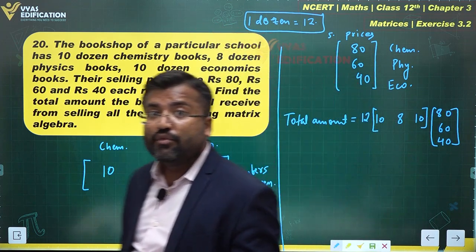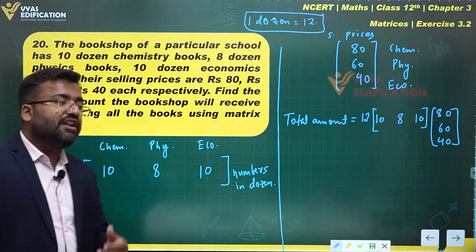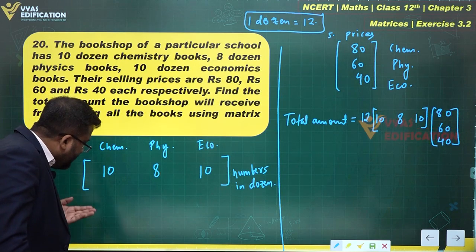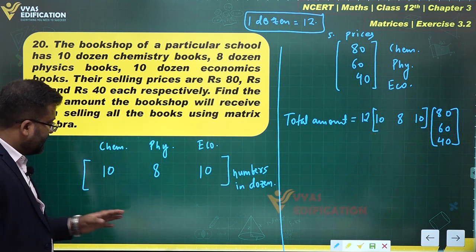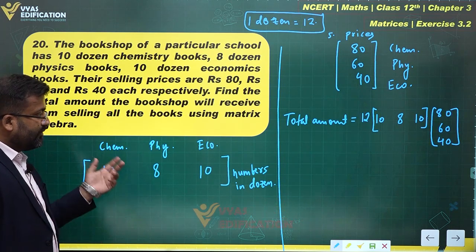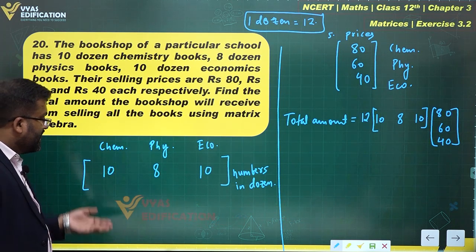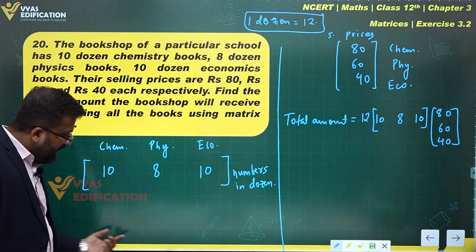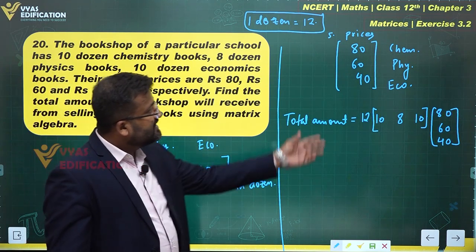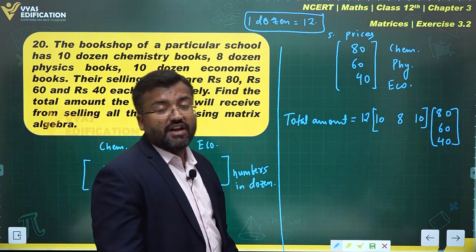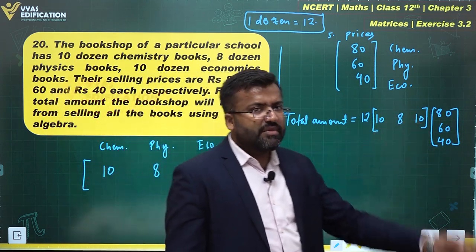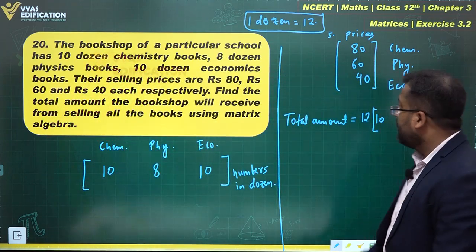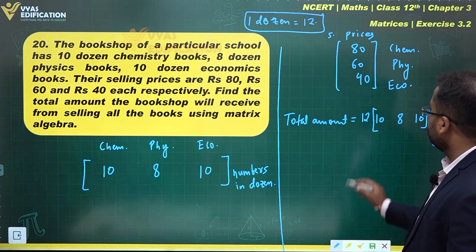Had there been another bookstore in the school, or another school, we would have added one more row for that number of chemistry, physics and economics books in that bookstore or school. Had there been more schools, we would have added more rows. The prices obviously could have remained the same, 80, 60 and 40, and by multiplying, we would have obtained the total amount for the first, second and third school.